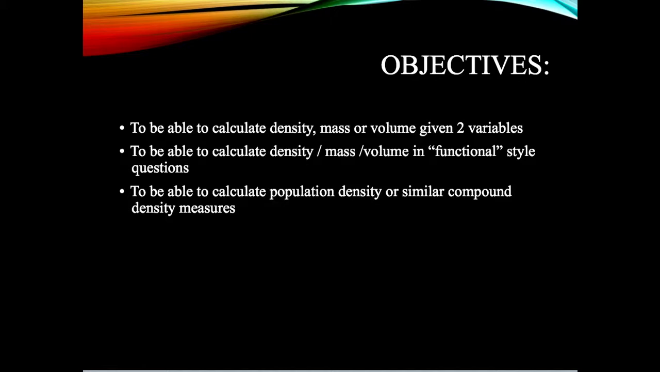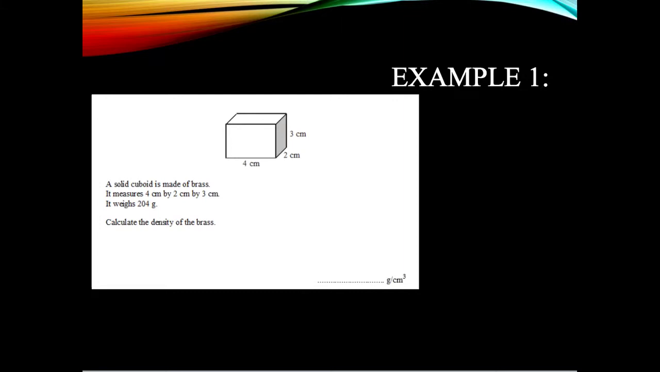And in fact, if you've already mastered the topic of compound measures with speed, this is not going to pose you any great difficulties either. It's very, very similar to the speed, distance, time triangle, and we're going to do something along those lines. Okay, here we go. Let's make a start and let's look at our first example. This question says a solid cuboid is made of brass. It measures 4 centimeters by 2 centimeters by 3 centimeters and it weighs 204 grams. Calculate the density of the brass.